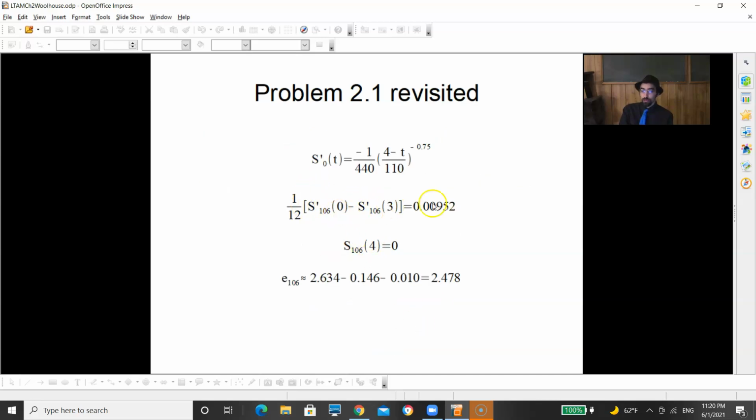And when you plug that in, you get 0.00952, rounds to 0.010. Crunch your numbers in and you get that that curtailed expectation is approximately 2.478. Compared to the 2.48 that we got without the approximation. And yeah, we would have gotten the answer right. Now, this is more work than just summing for the 107, 108, and 109-year-olds.